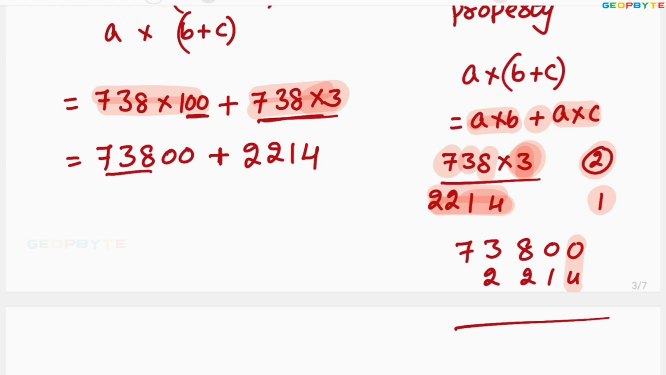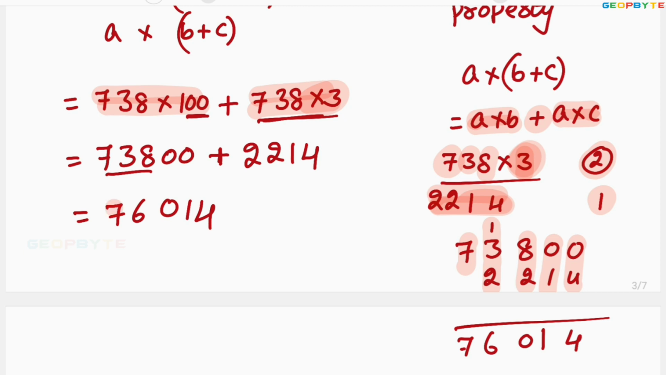0 plus 4 equal to 4. 0 plus 1 equal to 1. 8 plus 2, 10. Write 0, 1 carry forward. 1 plus 3 plus 2 equal to 6. Finally this 7. So 776014 is the answer.